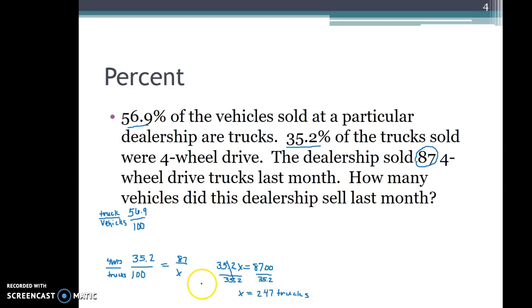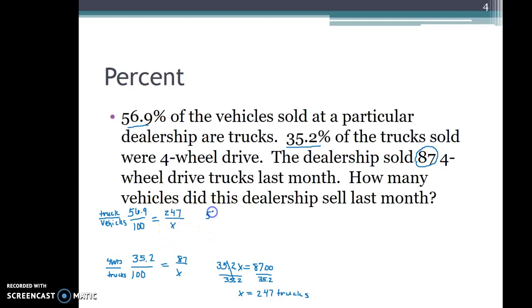Trucks was part of my first fraction. Notice up here we compared trucks to the total vehicles. So that means I can take this answer and take it back into this part of the problem and figure out the number of vehicles. So we said 247 trucks out of an unknown total vehicles. Again, I'm going to solve using the cross products.